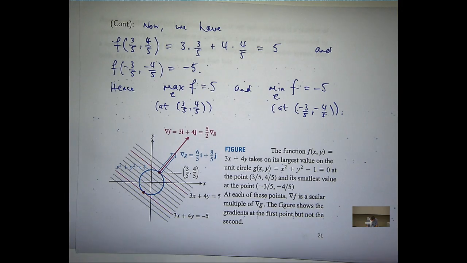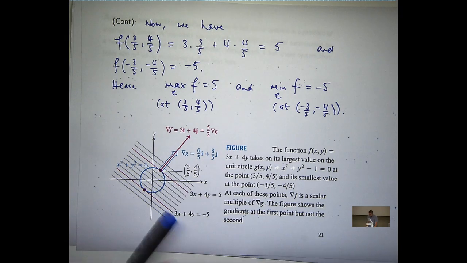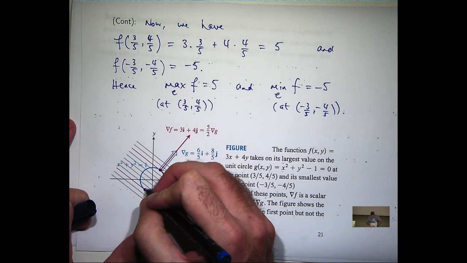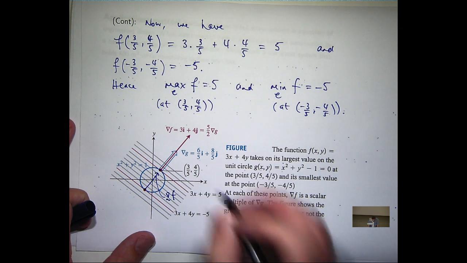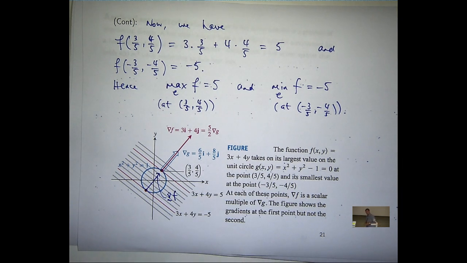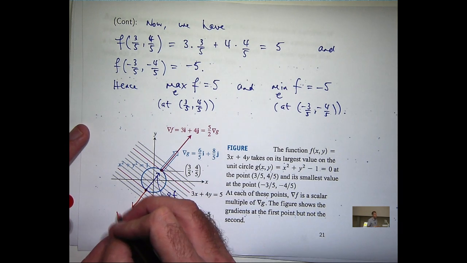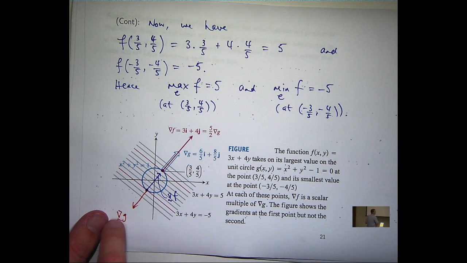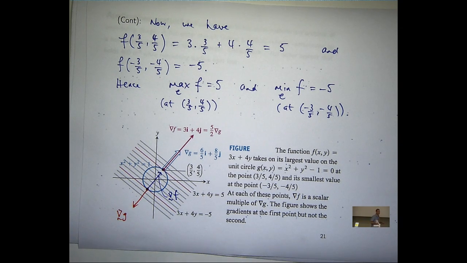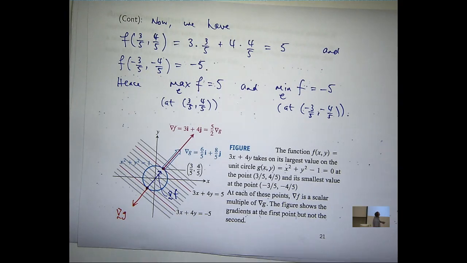Now there's another point down here. If you draw in grad f, it's going to point the same way, right? I haven't quite drawn it to scale. At this point, grad g points the other way. And in fact, the scalar multiple that links those is minus 5/2. So that's the significance of that minus 5/2. Okay?